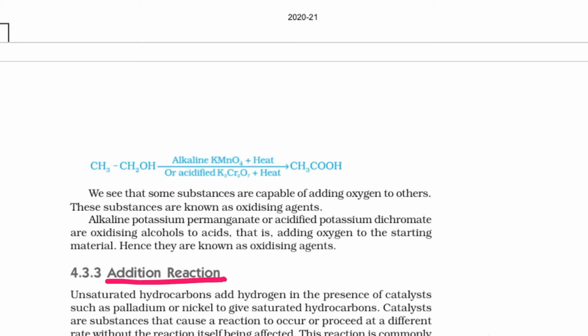So when CH3CH2OH, alkaline KMnO4 plus heat or acidified K2Cr2O7 plus heat is given, you get ethanoic acid. We see that some substances are capable of adding oxygen to others. These substances are known as oxidizing agents. Alkaline potassium permanganate or acidified potassium dichromate oxidize alcohols to acid, that is adding oxygen to starting material, and hence they are known as oxidizing agents.